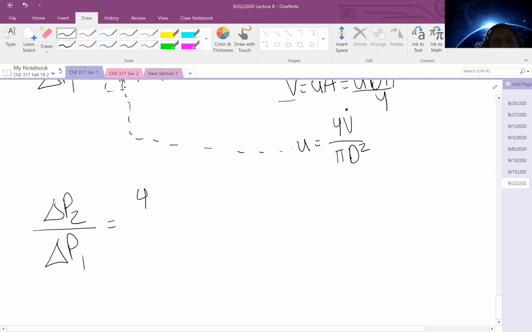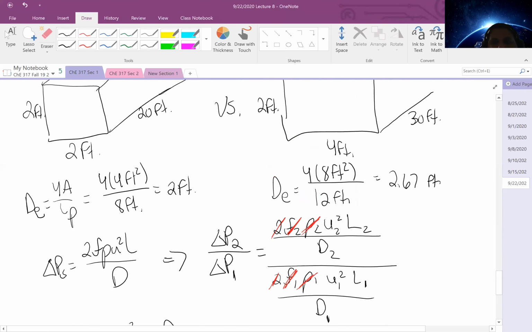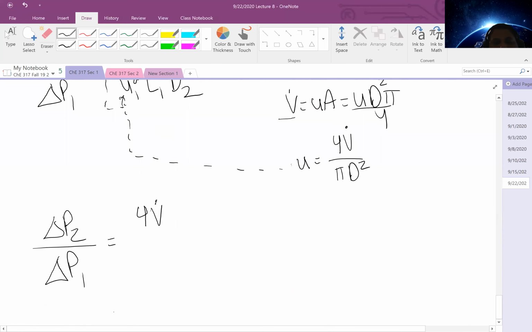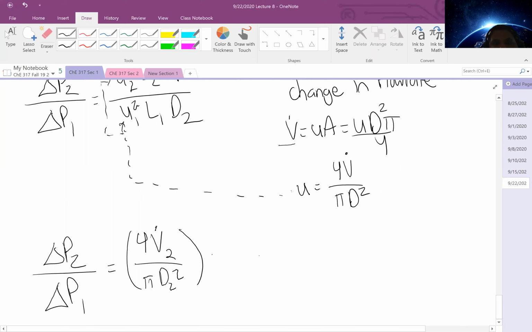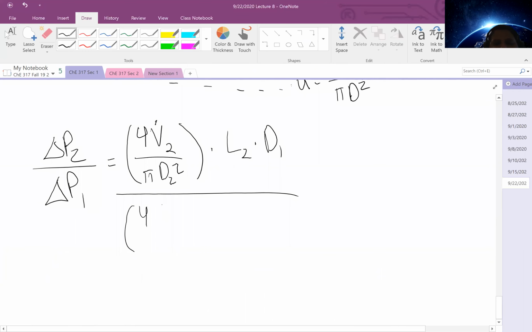4, and these are supposed to be squared, times V2 over pi D2 squared times L2 times D1 over 4 times V1 over pi D1 squared times L1 times D2, keeping in mind these velocities are squared.